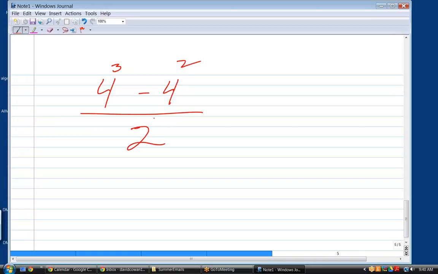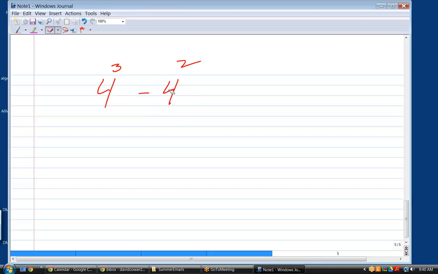Not sure I like this problem, but first of all, can you simplify this at all? No, you're right, we cannot. In other words, we can figure out what the numbers are. 4 cubed is 64 and 4 squared is 16. So I could do that, but I can't apply any rules of exponents here.